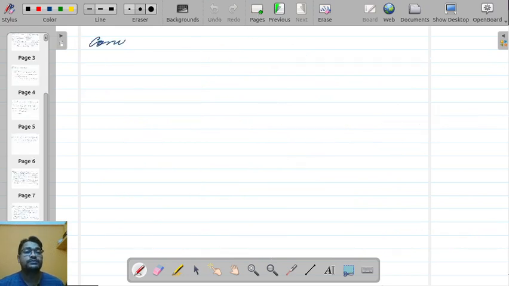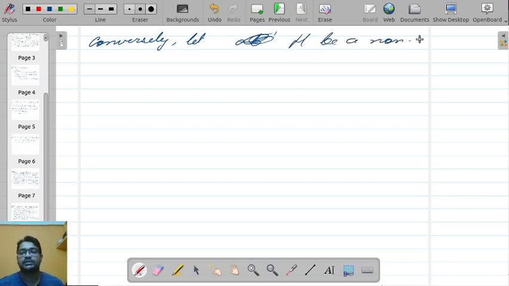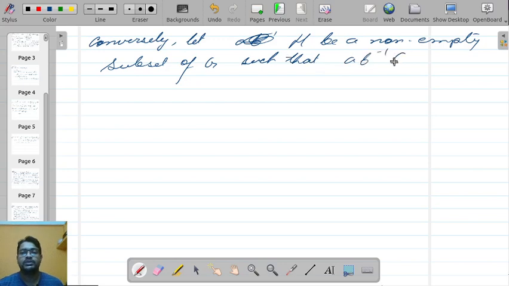Conversely, let H be a non-empty subset of G such that A B inverse is in H whenever A, B is in H.